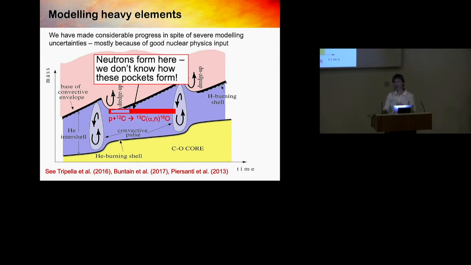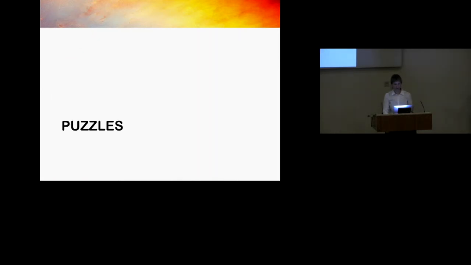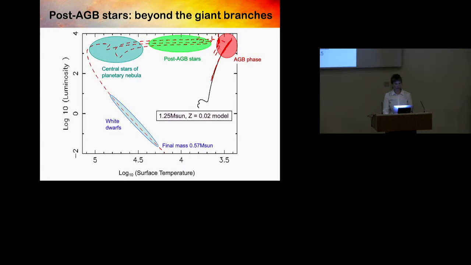We don't know how these C13 rich pockets form, and there are various ways of trying to explain them in the theoretical calculations. Some of them work and give the right result, but because we don't find them from canonical calculations, we are not sure exactly. And this leads me to one of the puzzles.